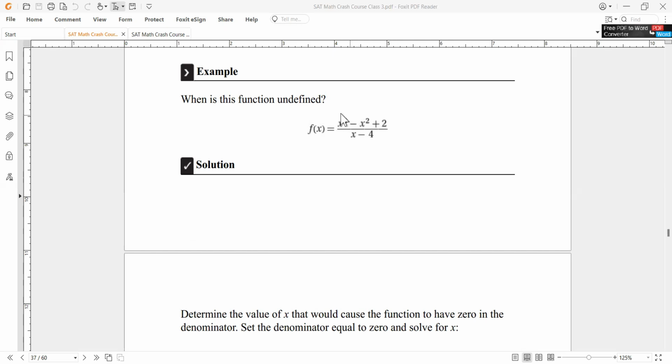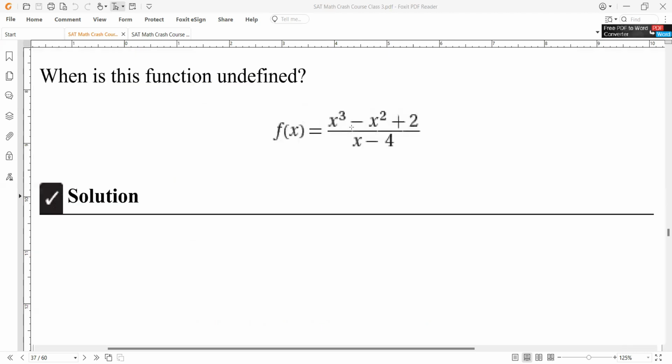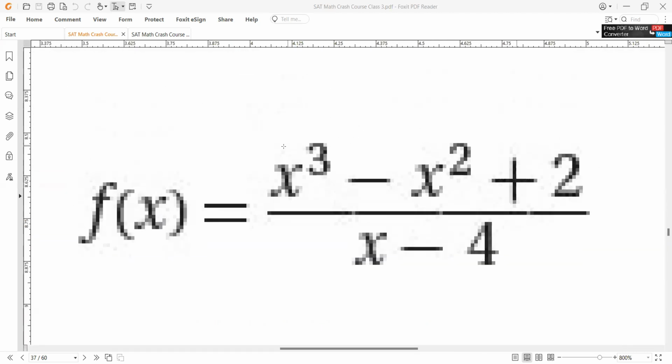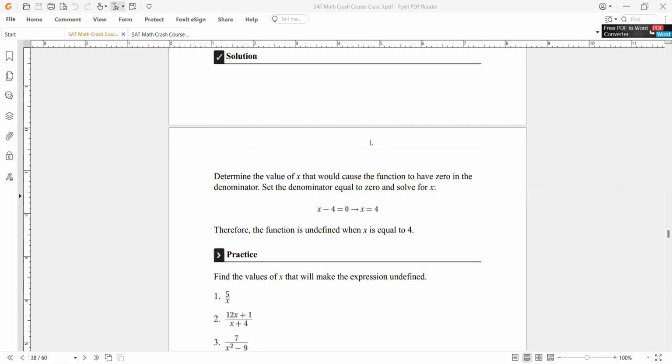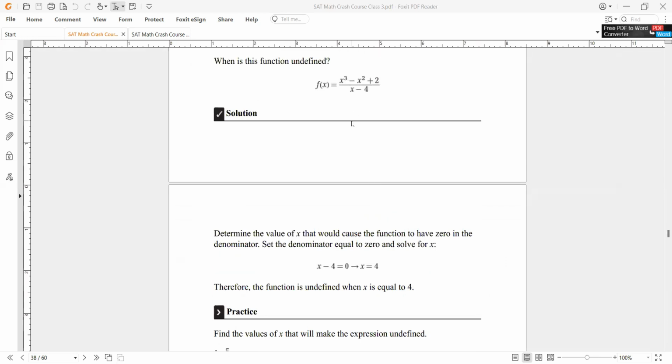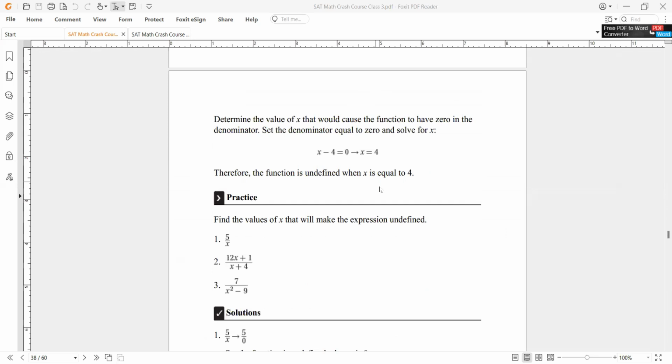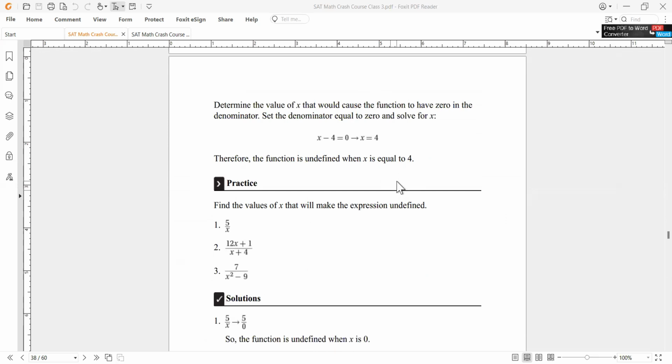A polynomial function is just this portion. You can tell this is a polynomial function, x cubed minus x squared plus 2. It cannot become undefined. But this whole thing, x cubed minus x squared plus 2 divided by x minus 4, can become undefined, because this is a rational function. You get the rational function undefined when the denominator is 0. This is the concept of undefined: when you try to divide something by 0, you just get undefined.